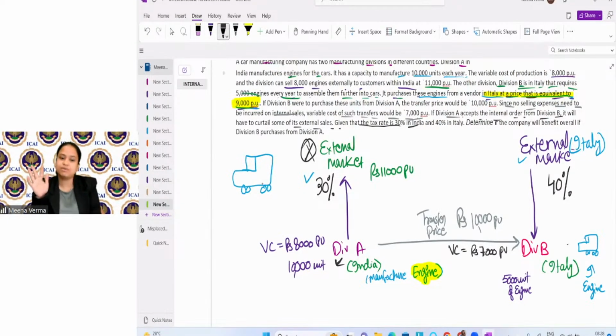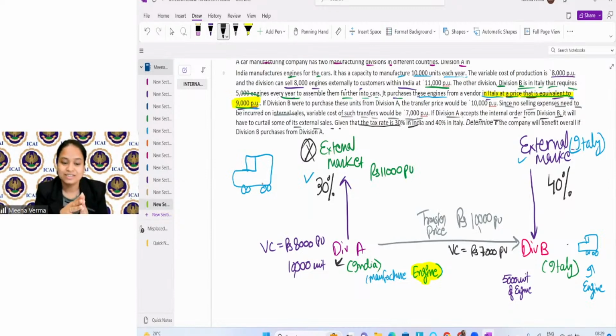Now look, the question is the same. We have already done such types of questions. What is new in this question? It is internal transfer of goods, but the divisions are in different countries. Their external markets are in different countries. Their tax rates are different. Same question, but see how the scenario has changed.